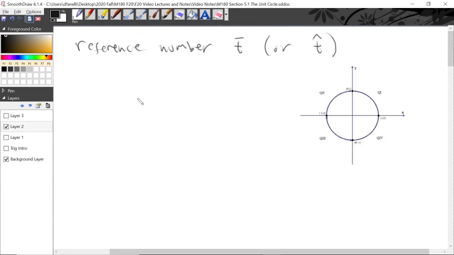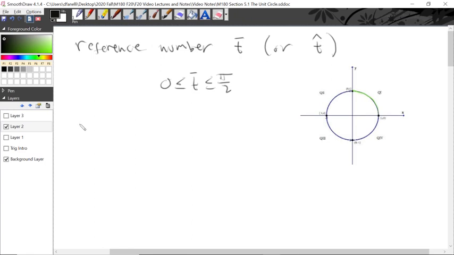Let's return to the reference number. Again, that reference number is always going to be in the interval from 0 to pi over 2. There's always going to be some value found along this arc in quadrant 1, where the reference number is never going to be negative, and we can associate it by symmetry to any of the other quadrants, no matter how large t is, whether t is positive or negative.